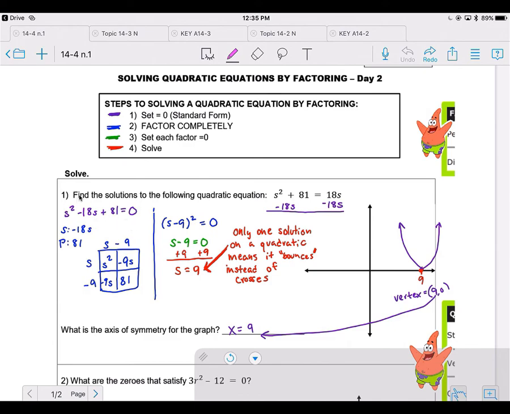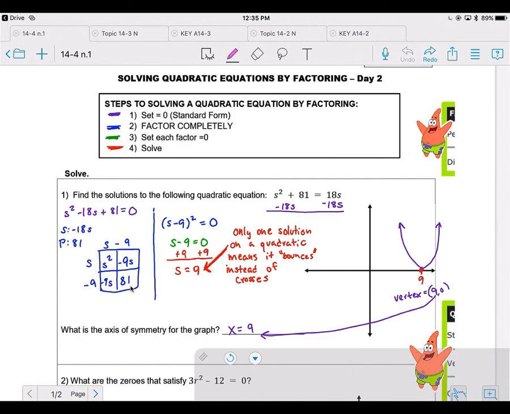Problem 1 has been started for us. They ask us to find the solutions to the following quadratic equations. We have this equation, but we do not have an equal 0, so we move 18s by doing the opposite operation. So we bounce over here, s squared minus 18s plus 81 equals 0. From here, we solve by factoring.